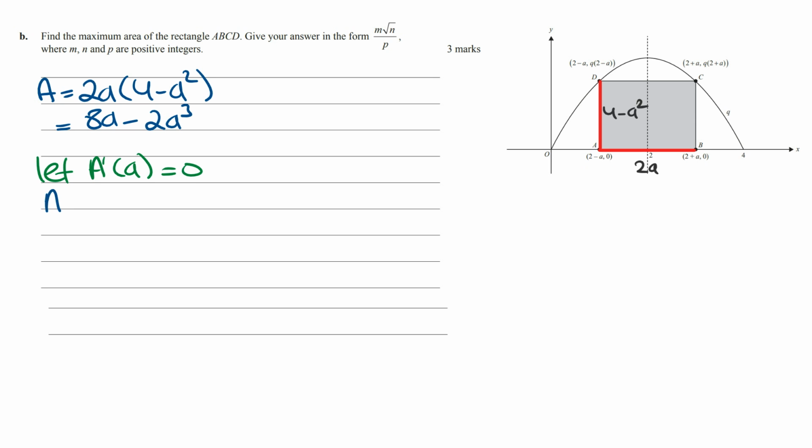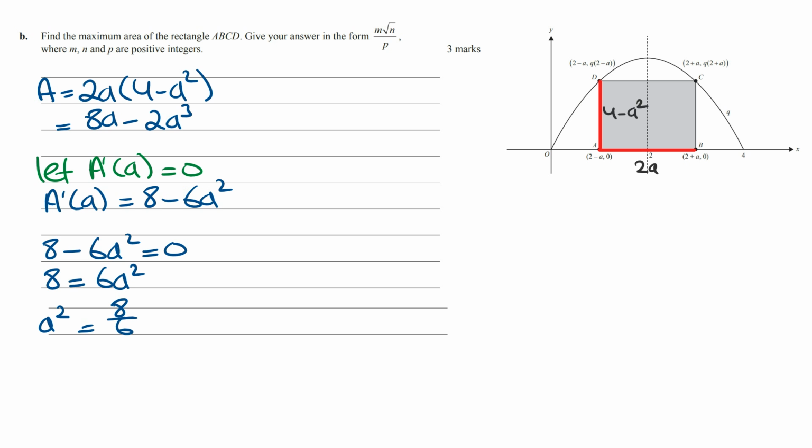A dash of a is equal to 8 minus 6a squared. And so if we let this equal 0, we're going to get 8 minus 6a squared is equal to 0. And so 8 is going to equal 6a squared, which means a squared is equal to 8 on 6, which is the same as 4 on 3. And so a is going to equal the square root of 4 on 3. And since a is positive, we only want the positive square root. And so this is going to be 2 on square root of 3.